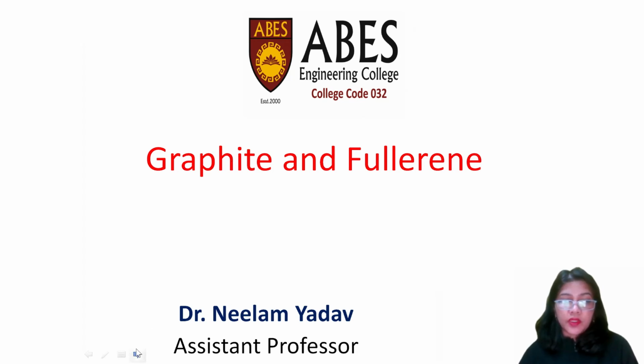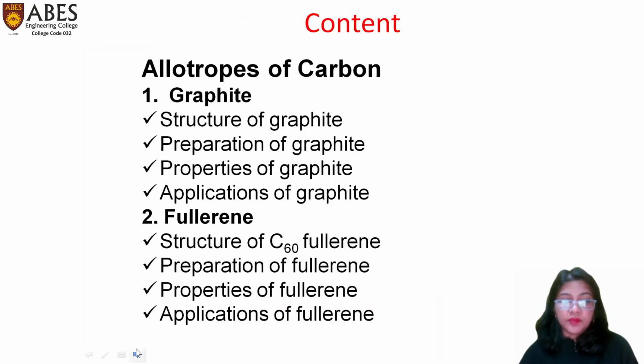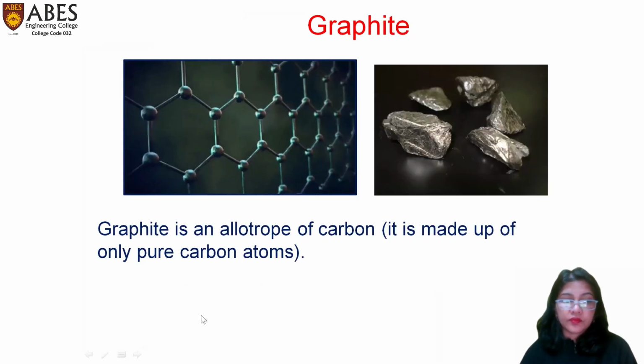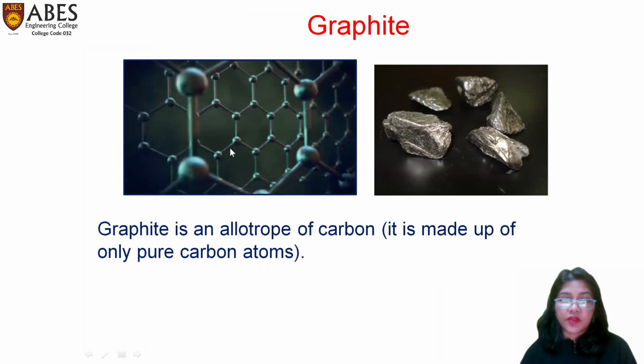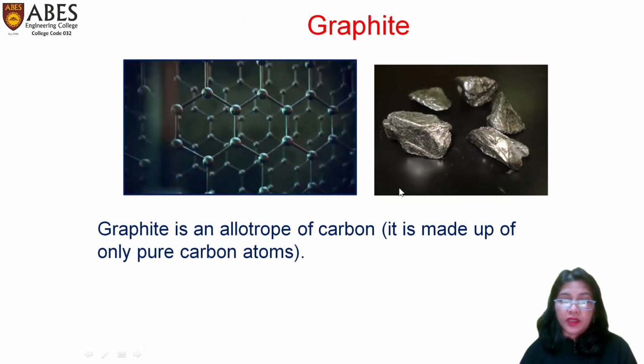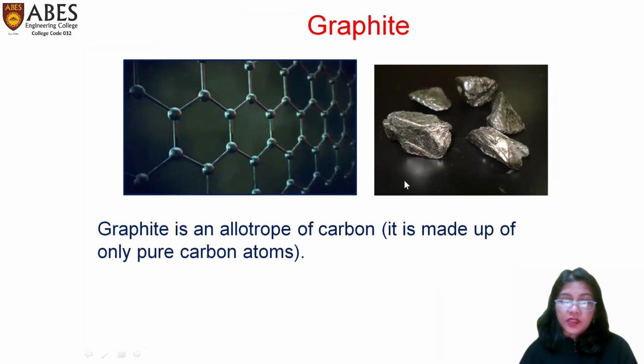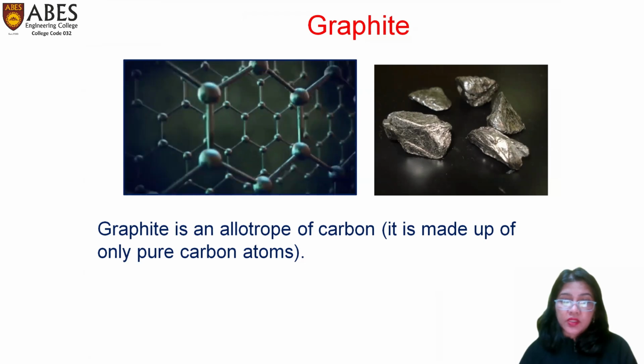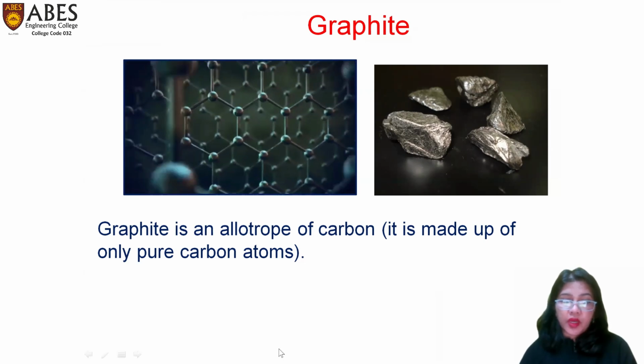The contents which I'll be covering in this lecture video are the structure, preparation, properties, and applications of two allotropes of carbon. One is graphite and the other one is fullerene. The basic structure of graphite is given in this picture, and viewing its physical state, it looks like a lustrous substance and it is made up of pure carbon atoms.